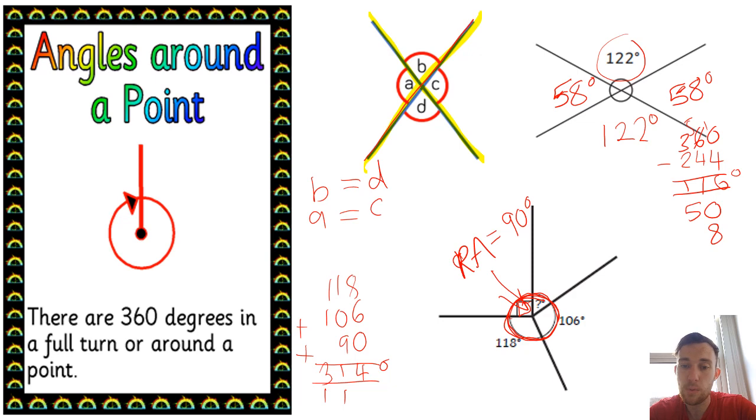And then we've got our missing one. So we know all the angles around a point add up to 360. So we can just subtract that from 360. So 0 subtract 4 we can't do, so we need to exchange. 10 subtract 4 would be 6. 5 subtract 1 would be 4. And 3 subtract 3 would equal 0. So therefore our missing question mark here would be equivalent to 46 degrees.